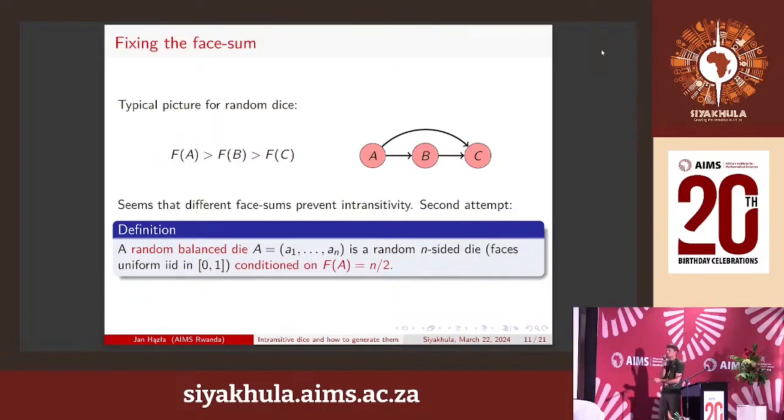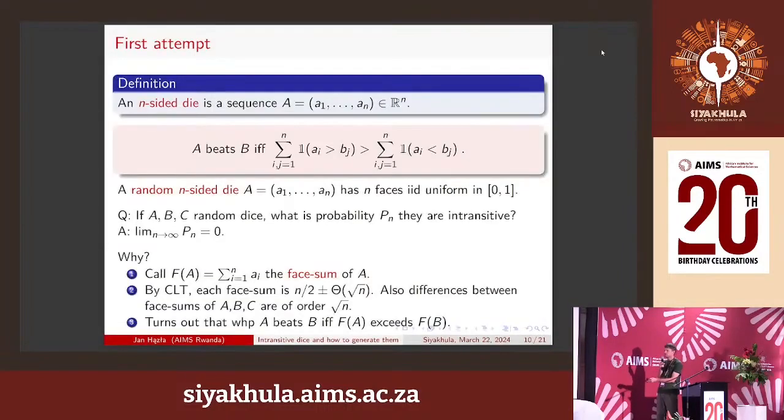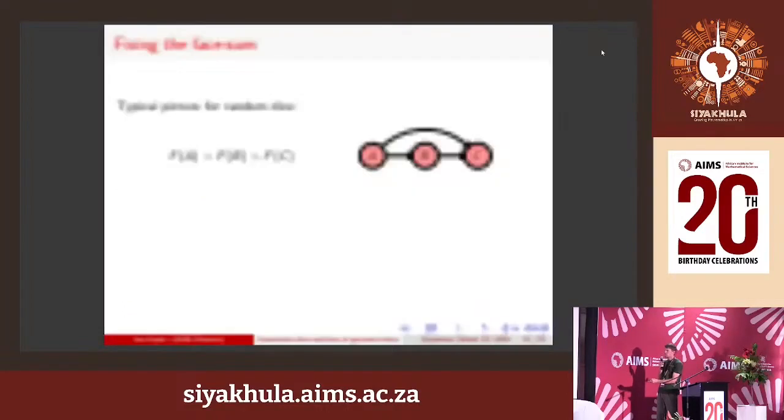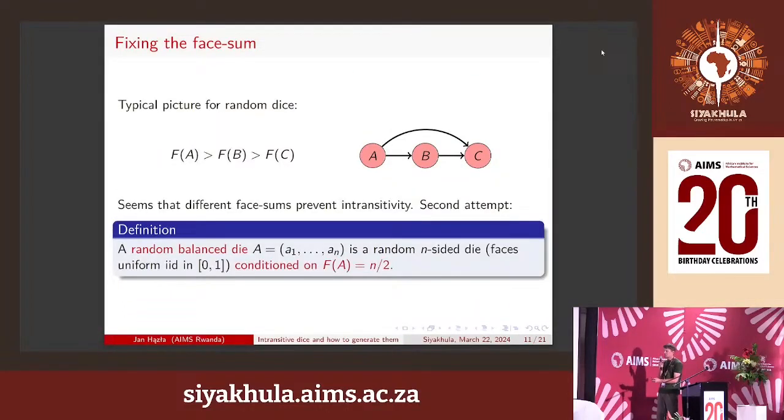Let's say that a random balanced die is going to be this random vector, the same distribution, faces uniform IID in 0, 1, and then it's conditioned on this sum being, let's say, equal to exactly the expectation, so n over 2. So let me remove the property that prevented me here. Let me just say that now I'm going to sample 3 times, and every time the sum is going to be exactly the same. I condition on this event.